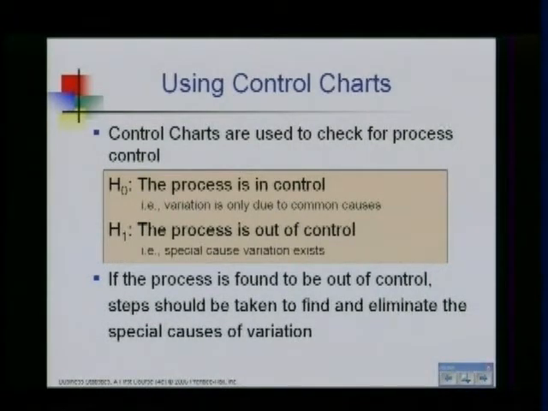So the null hypothesis says the process is in control. The only variation that exists is common cause variation, which we can't eliminate. The alternative is the process is out of control. We only have special cause variation. So if it's out of control, that's when we need to fix things, try to figure out what the special cause variation is and eliminate it, then go back and check the process again to see whether we were successful in eliminating the special cause variation.